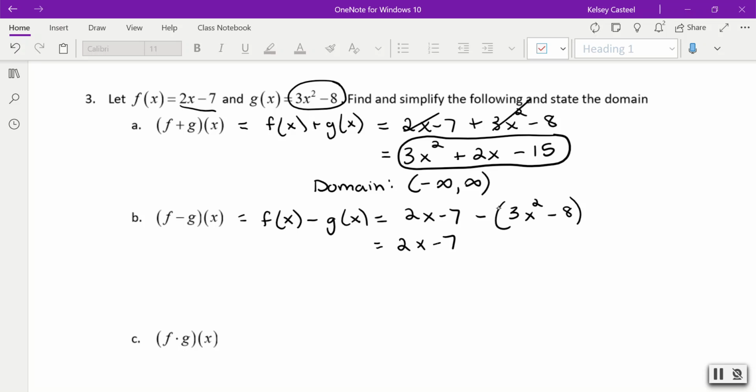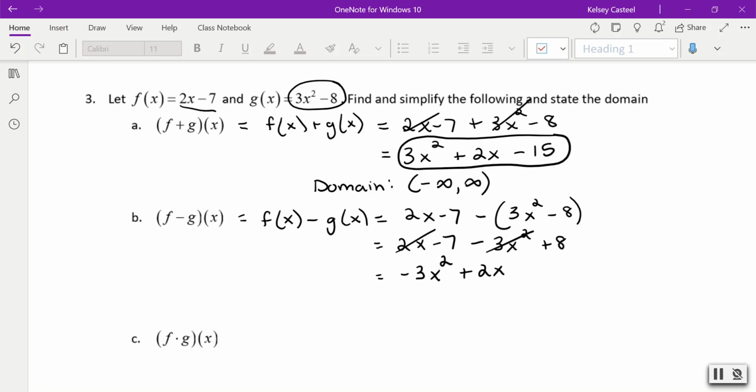2x minus 7, and I'll distribute the negative. So I'll have a negative 3x squared and a positive 8. Searching for like terms and going in decreasing exponent, the negative 3x squared, I would list that one first. Which again, you don't have to do this. We typically do this though with polynomials. The 2x would be next, and that's positive.